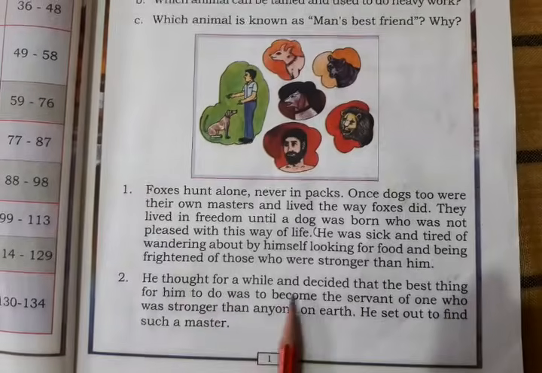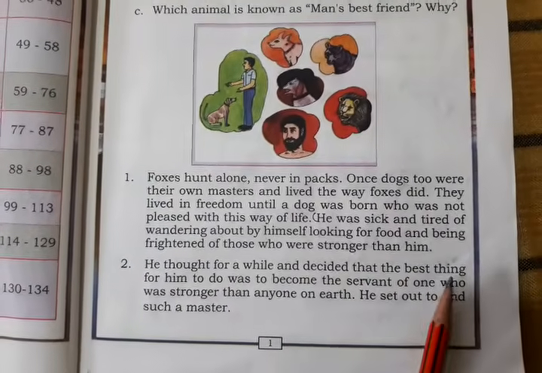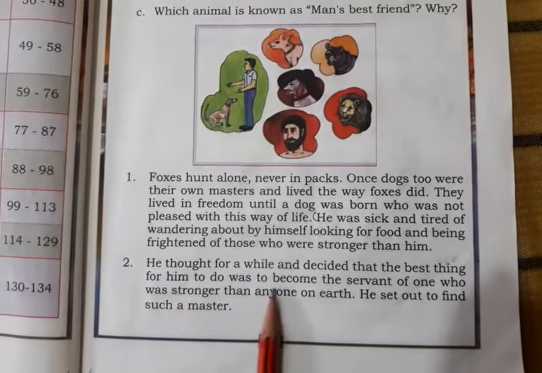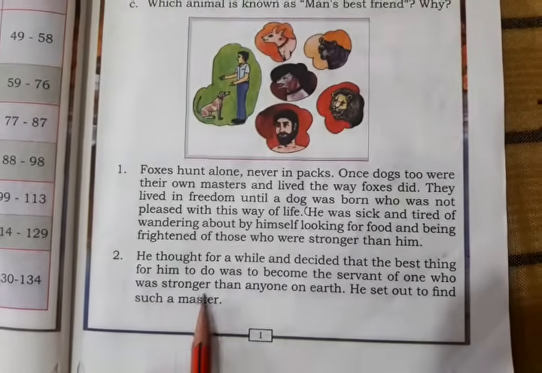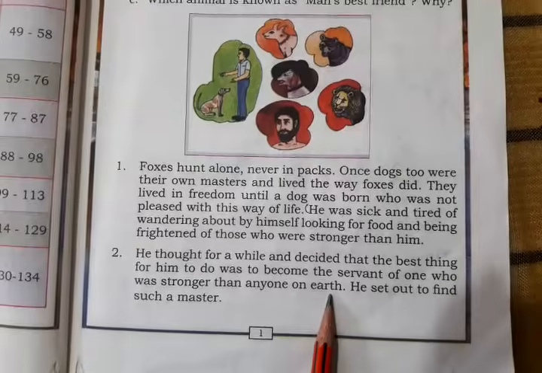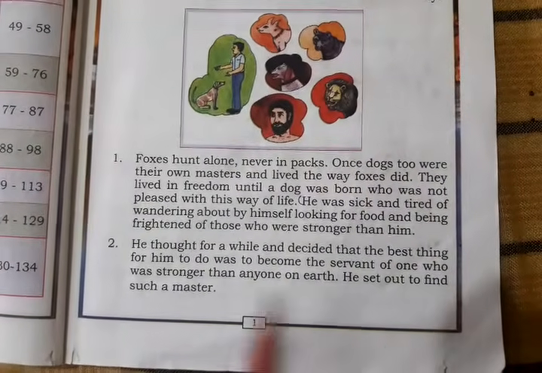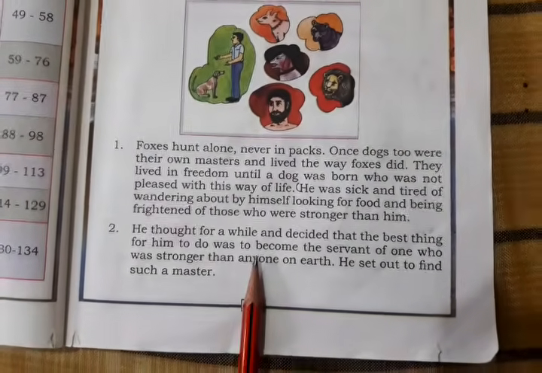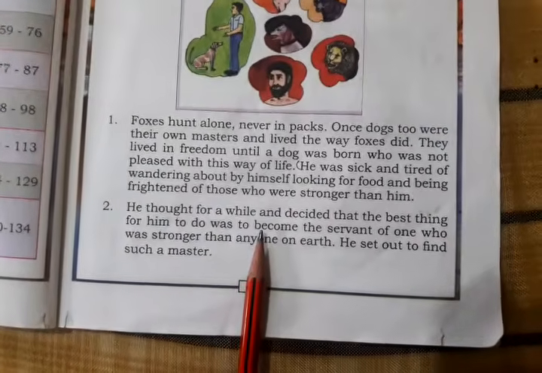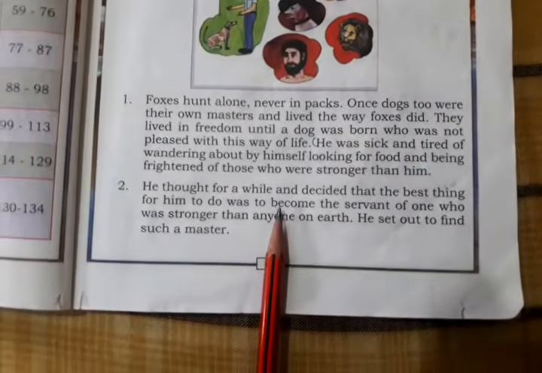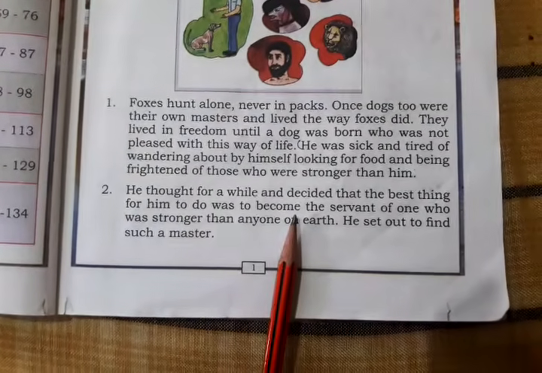He thought for a while and decided that the best thing for him to do was to become the servant of one who was stronger than anyone on earth. He set out to find such a master. See here, the dog thought for a while and decided that the best thing for him was to become a servant.